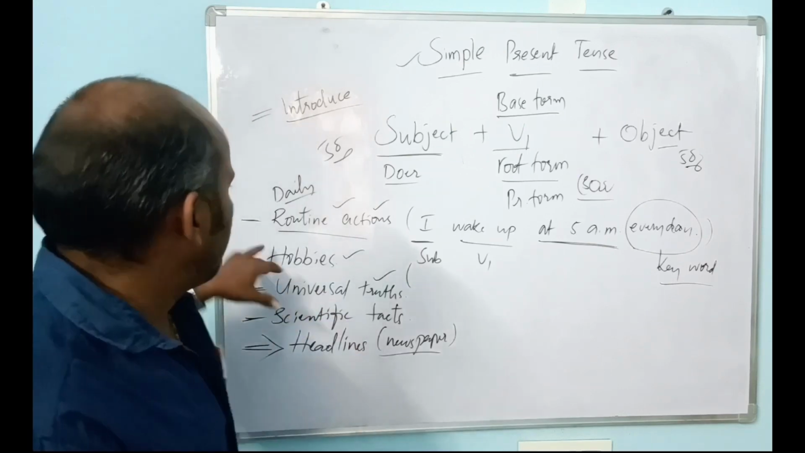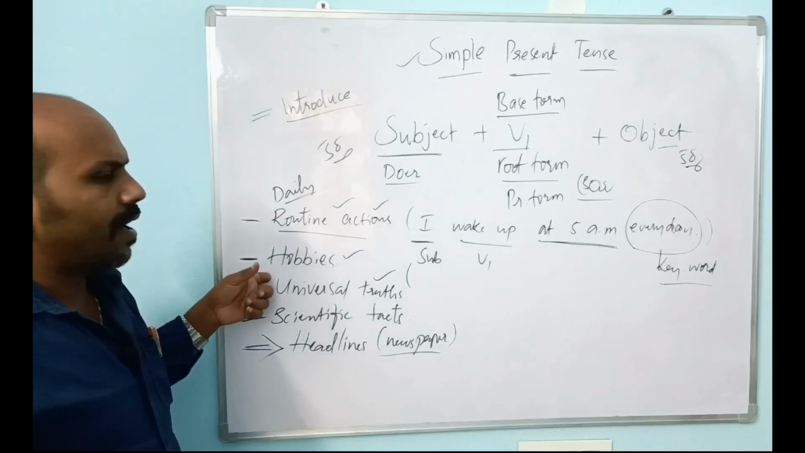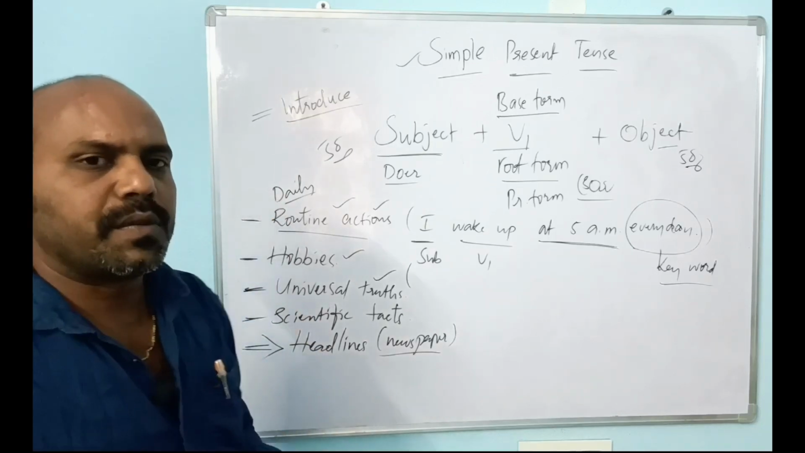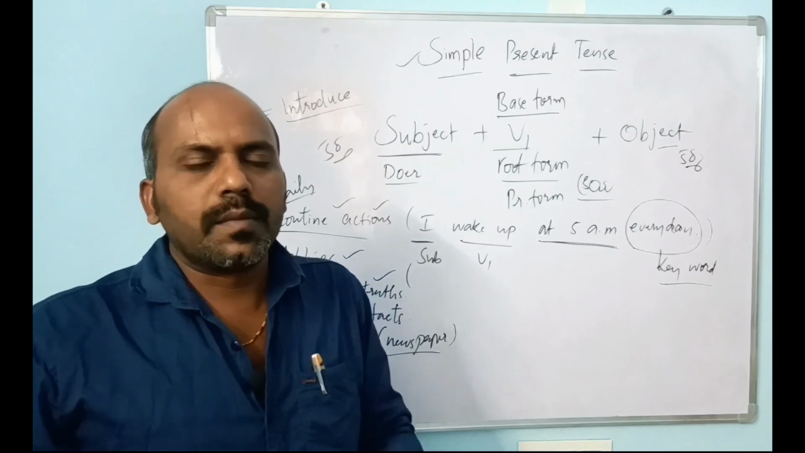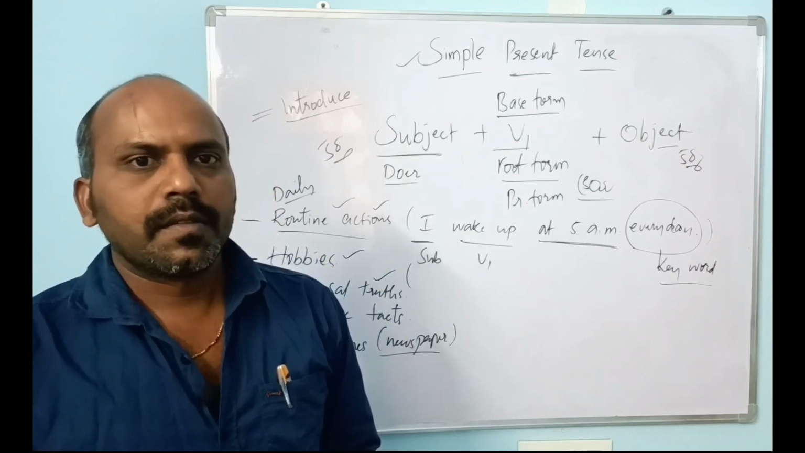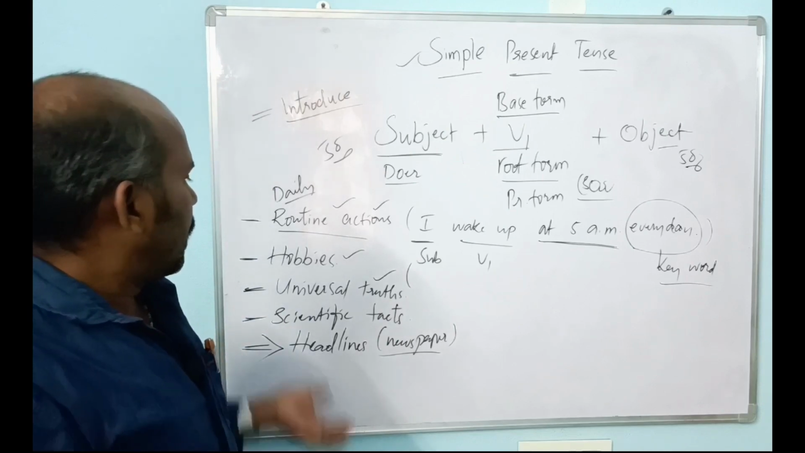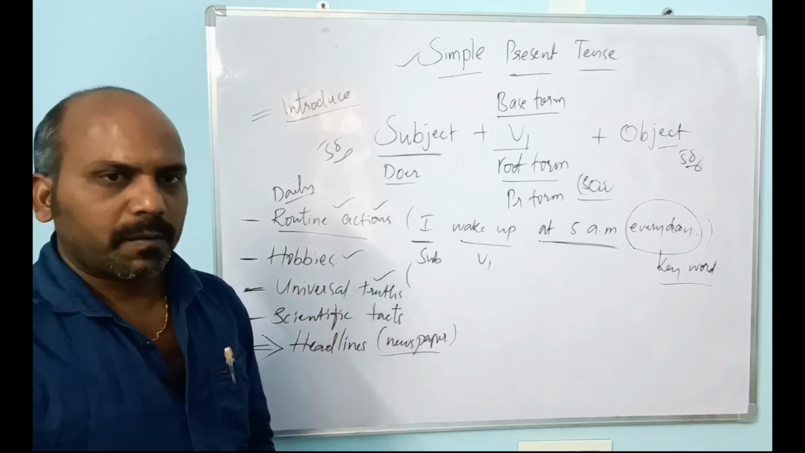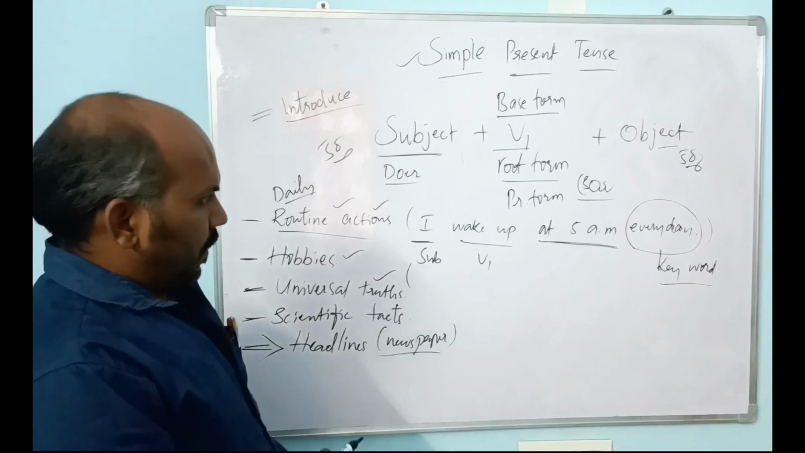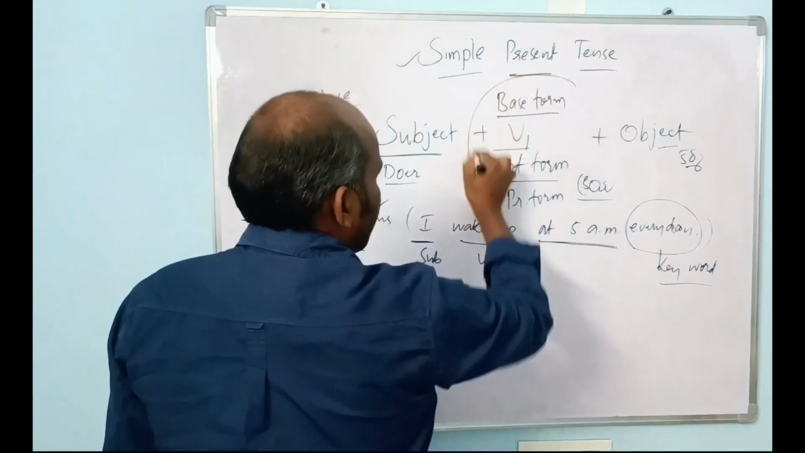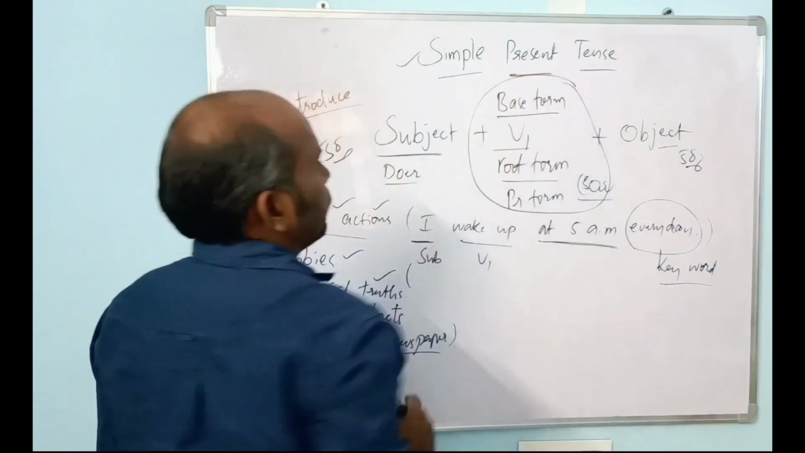And normally these daily actions, routine actions and habits all come when we are introducing ourselves to others, or in a meeting or on any occasion. It is very useful for self introduction and also to say these all, right? And here the structure I told you: base form, V1 form, and root form, present form.